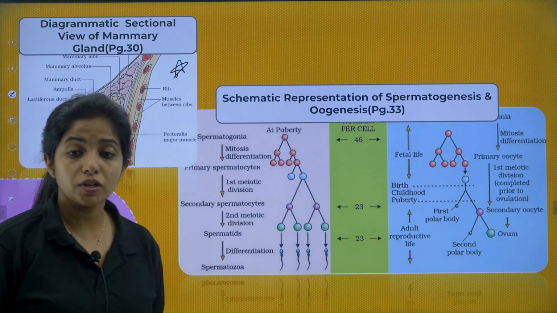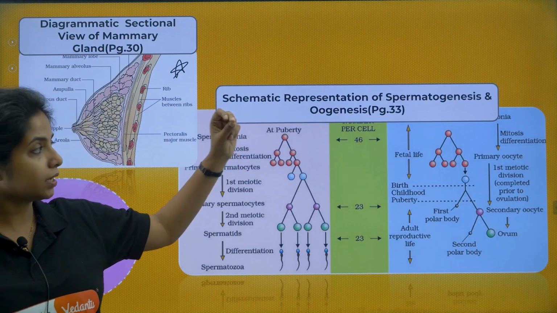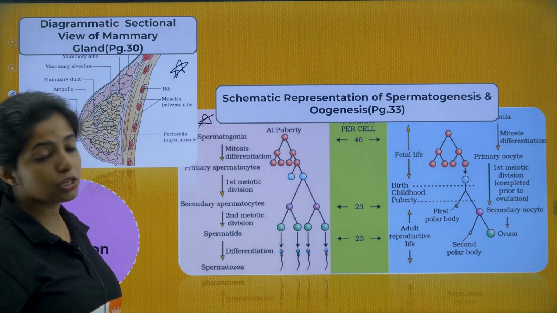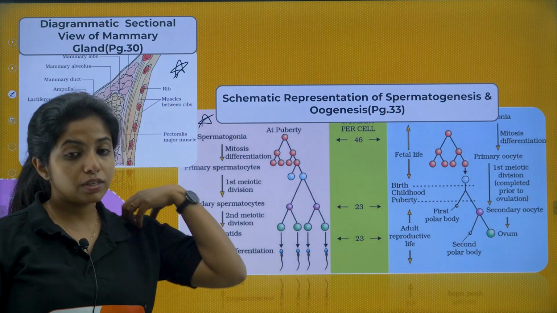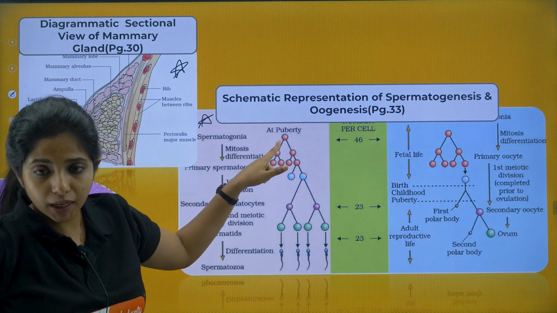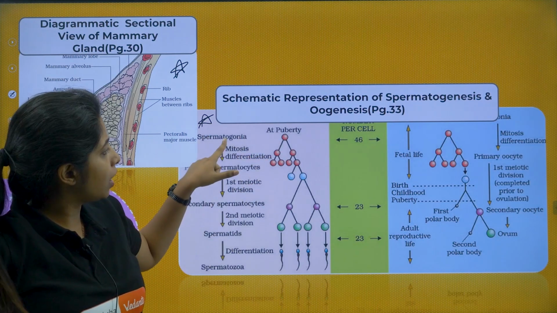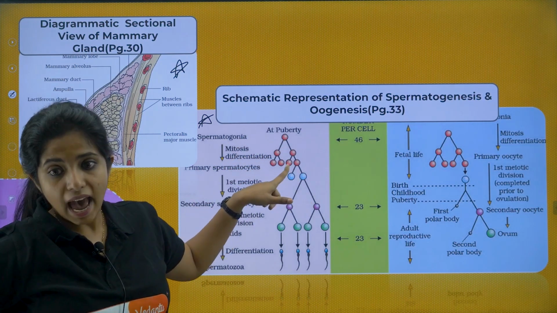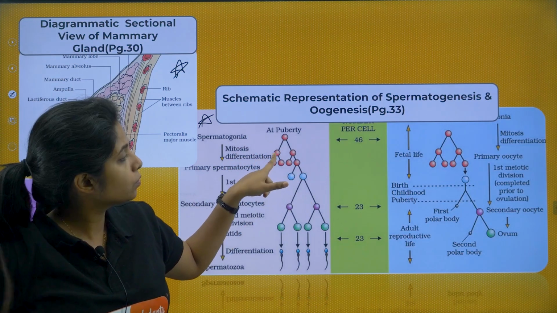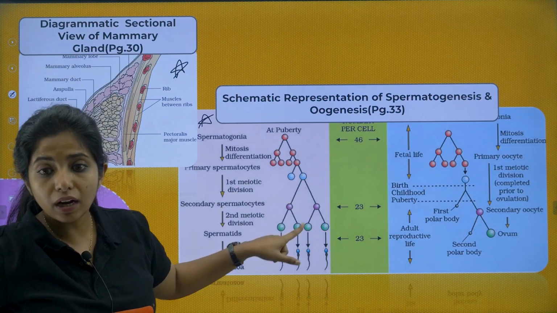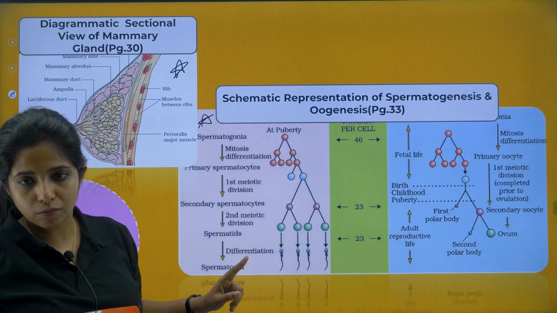Now, schematic representation of spermatogenesis and oogenesis, again something that they have asked to draw, and questions have also come from this. So this is not something that you have to miss. Okay, you have spermatogonia at puberty. Now this spermatogonia undergoes mitosis. It increases its number, and now one among them undergoes differentiation to form the primary spermatocyte. This primary spermatocyte will undergo first meiotic division, my dear children.